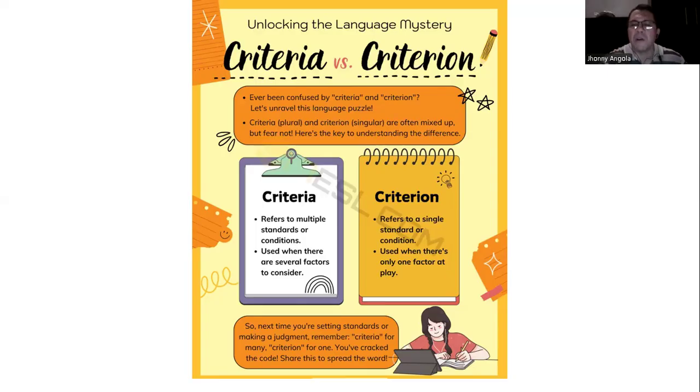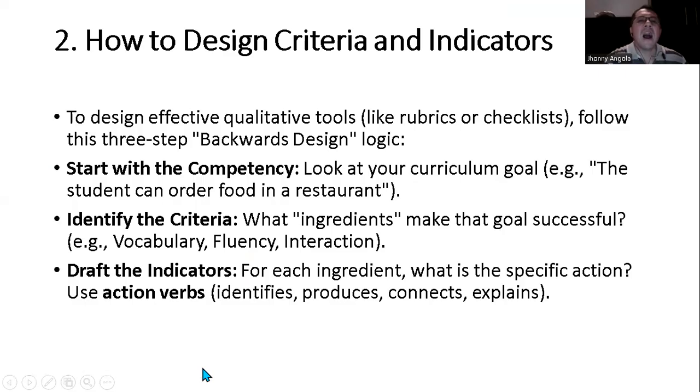This is a page that we are going to share with you, this address, in order that you get more information, right? How we are going to design criteria and indicators, to design effective and qualitative tools like rubrics or checklists. You know what is a rubric? We're going to show you some typical examples to design a rubric. A checklist is a simpler tool. Yes, those are qualitative instruments.